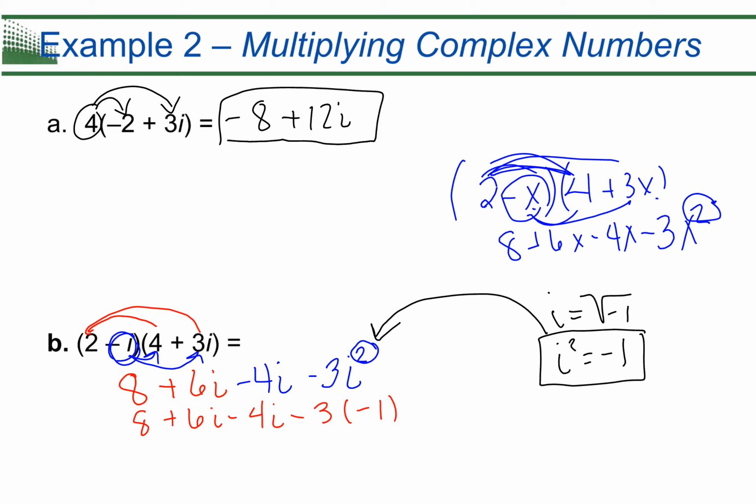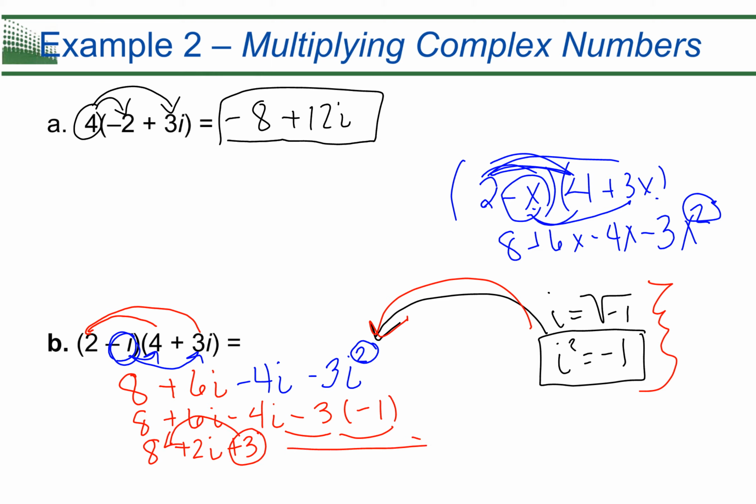Simplify this up and I get 8. 6i and negative 4i is a positive 2i, and negative 3 times negative 1 is a positive 3. So you can see when I multiply a complex number times a complex number, I had to go back and remember some of the foundations of complex, substitute back in, and I end up with another real part that I can add together to my 8. So the final answer of this would be 11 plus 2i.